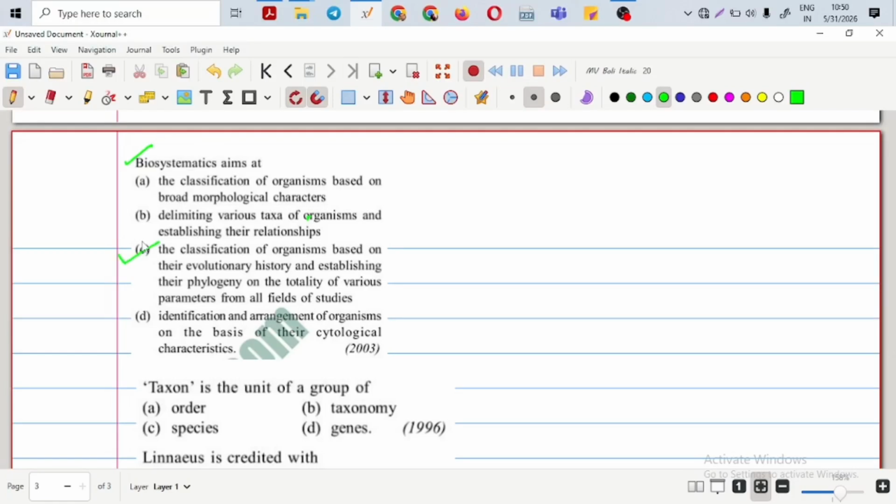Let's see. Biosystematics is also referred to as new systematics. It doesn't just look at the morphology. Morphology is the physical appearance, right? It also looks into the genetics, the cytology. Cytology means the cells. Basically, it is about then biochemistry, the chemicals inside the body.